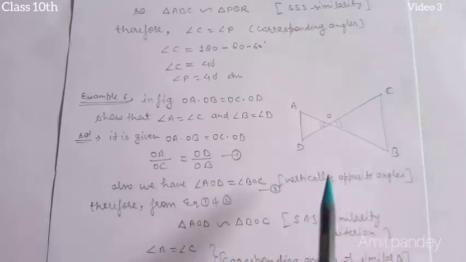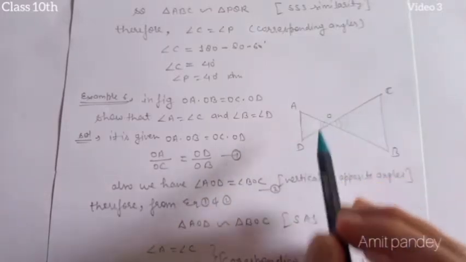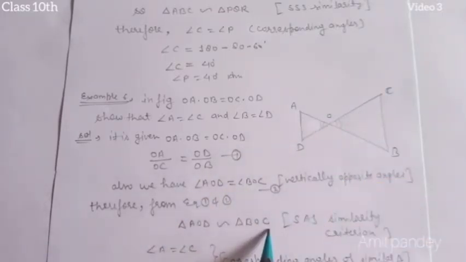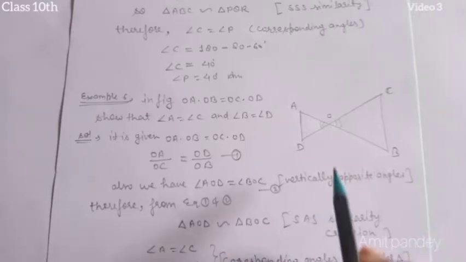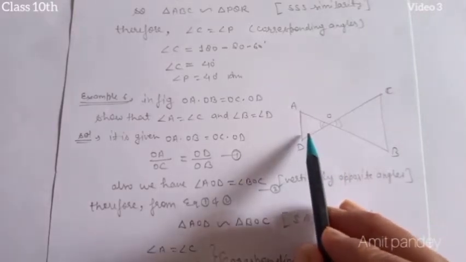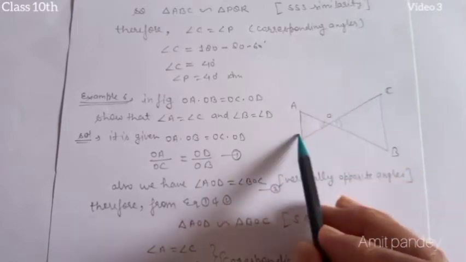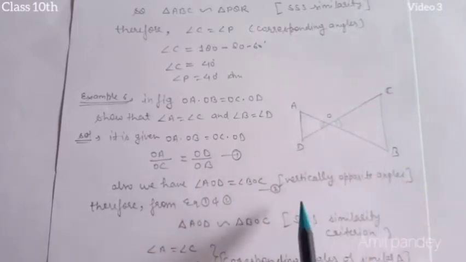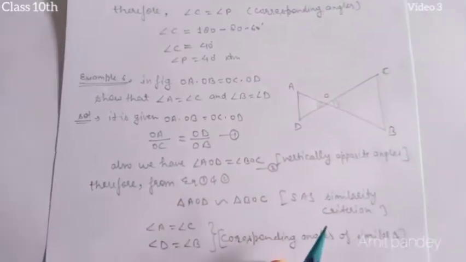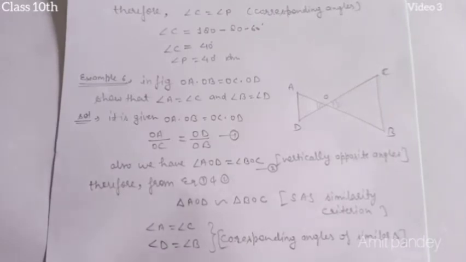So from 1 and 2, both triangles by SAS criteria are said to be similar here. So if both triangles are similar, their corresponding angles, angle A is equal to angle C and angle D is equal to angle B. We can solve this. So students, I hope you understood how with the help of criteria we are easily able to solve the questions.